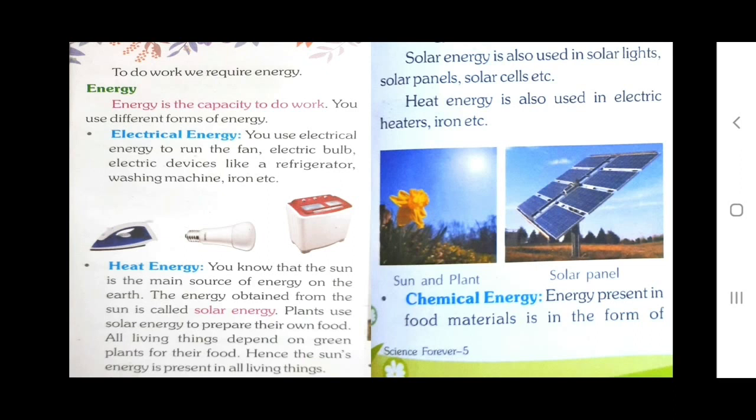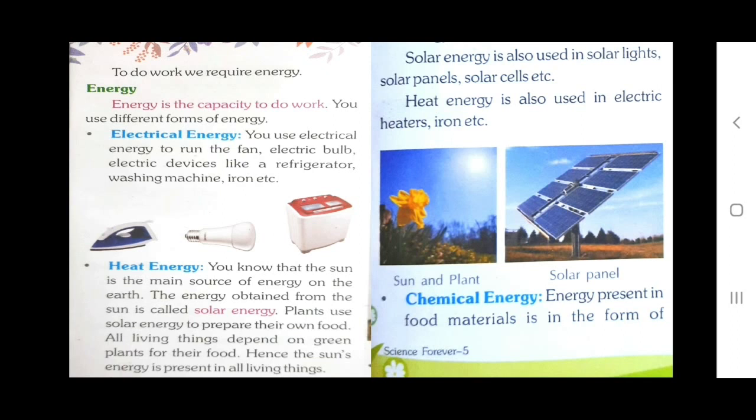Solar energy is also used in solar lights, solar panels, solar cells, etc. These days, solar appliances are becoming very famous because of the availability of the sun's energy. It is very cheap and available all the time. We can use it very easily. Heat energy is also used in electric heaters, iron, etc. So all the things which get heated up use heat energy.